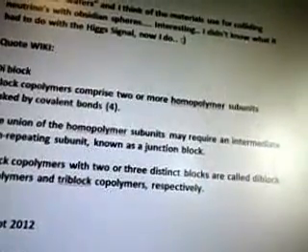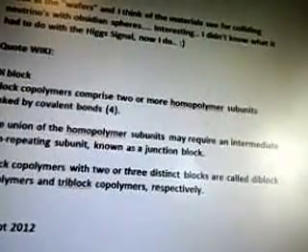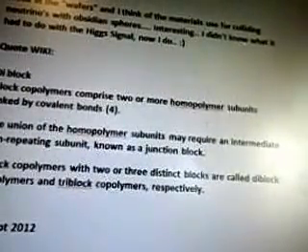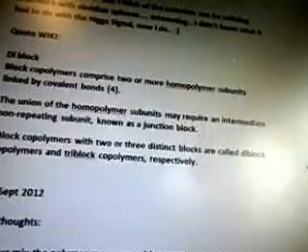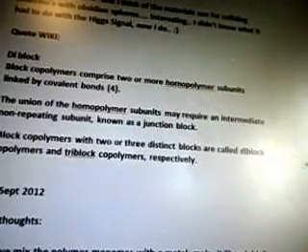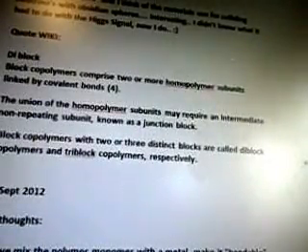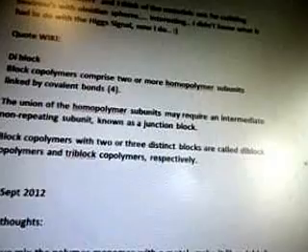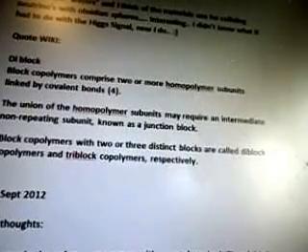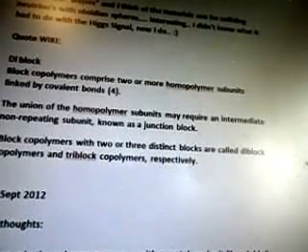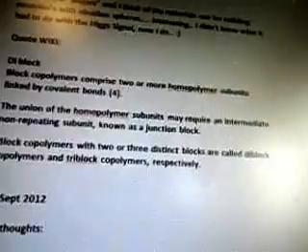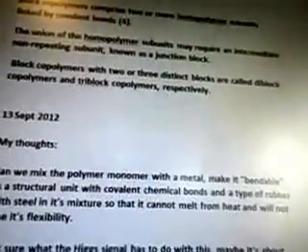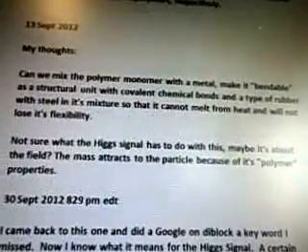Block copolymers comprise 2 or more homopolymer subunits linked by covalent bonds. The union of the homopolymer subunits may require an intermediate non-repeating subunit known as a junction block. Block copolymers with 2 or 3 distinct blocks are called diblock copolymers and triblock copolymers respectively. So September 13th, my thoughts.